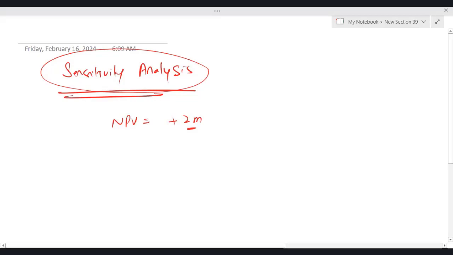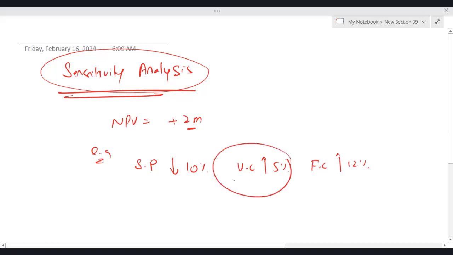For example, assuming the results of the sensitivity analysis are: if the selling price reduces by 10%, then NPV becomes zero. If the variable cost increases by 5%, then NPV becomes zero. If the additional fixed cost increases by 12%, then NPV becomes zero. It means we can at least say that the project is riskier with respect to variable cost. So the smaller the adverse change in a variable which makes NPV zero, the riskier the project is at that variable.